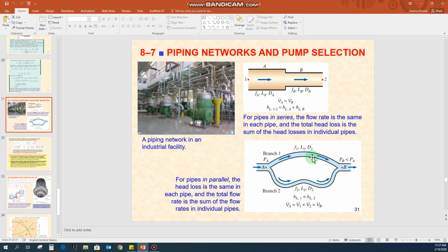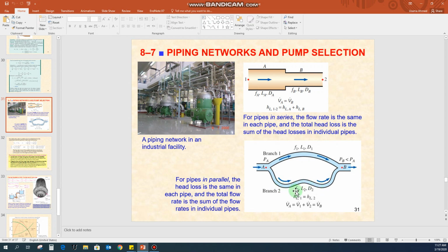For example, for this pipeline, the friction factor is F1, the length is L1, and D1 is the diameter. And for branch 2, we have the friction factor F2, the length L2, and D2 is the diameter for this pipeline. Now you can see that this one is the curved pipeline, and this pipeline is having some branch, and it is somehow changing the shape.